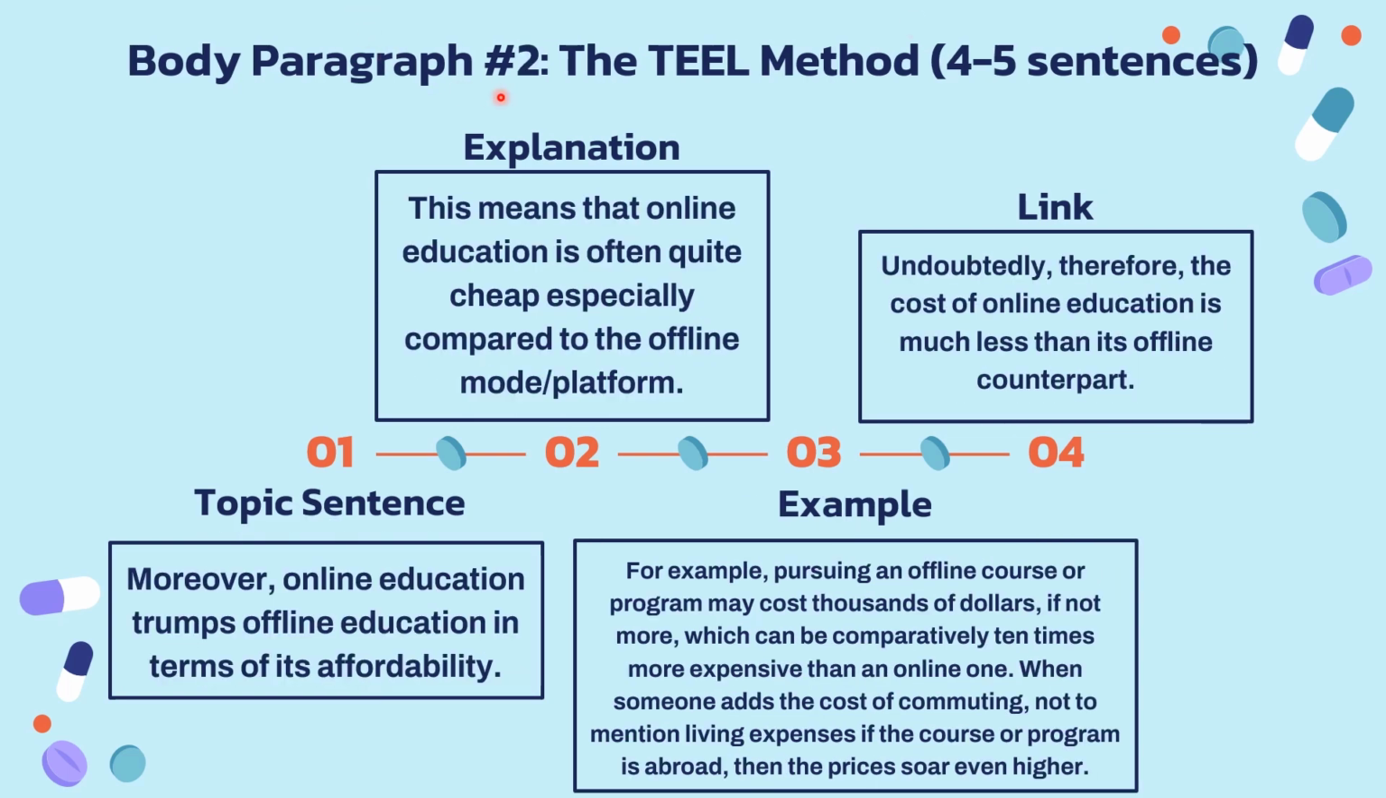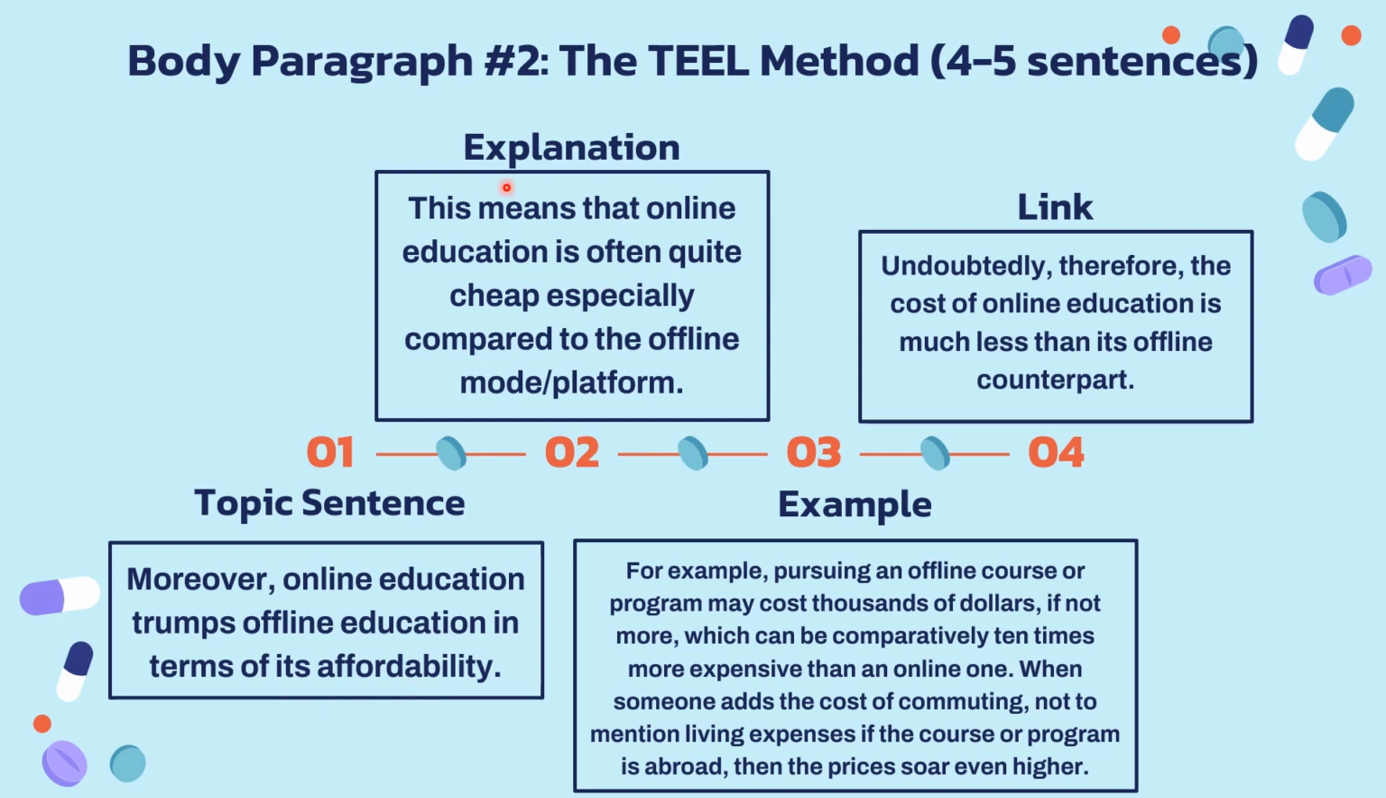So this is body paragraph number 2, the same heading, which is the TEEL method. So we will use the TEEL method for all body paragraphs. And in total it will be 4 to 5 sentences, not more than that. So the topic sentence for this body paragraph is, moreover, online education trumps, which means is superior to offline education in terms of its affordability. What is affordability? That it can be relatively cheap.